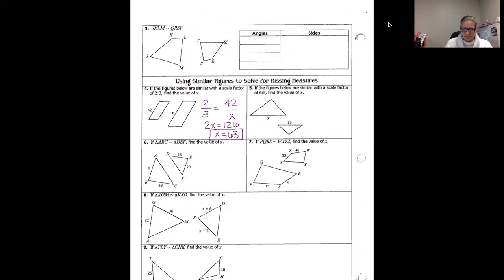Number 6, if triangle ABC is similar to triangle DEF, find the value of X. You have to find the scale factor first, and you just set it up as big over small or small over big. You decide, but keep it consistent. So AB is similar to DE. So X over 25 is equal to BC 28 over EF 20. Cross multiply, and X is 35.